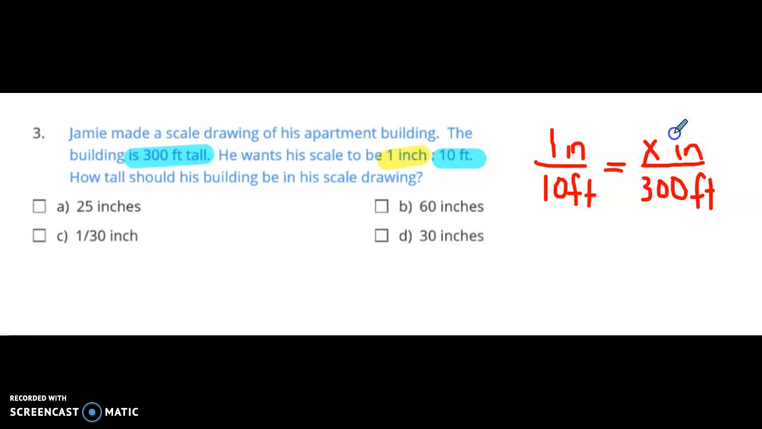Again, we could cross multiply to solve for x, or in this case, 10 times 30 is 300. So 1 times 30 is 30 inches.